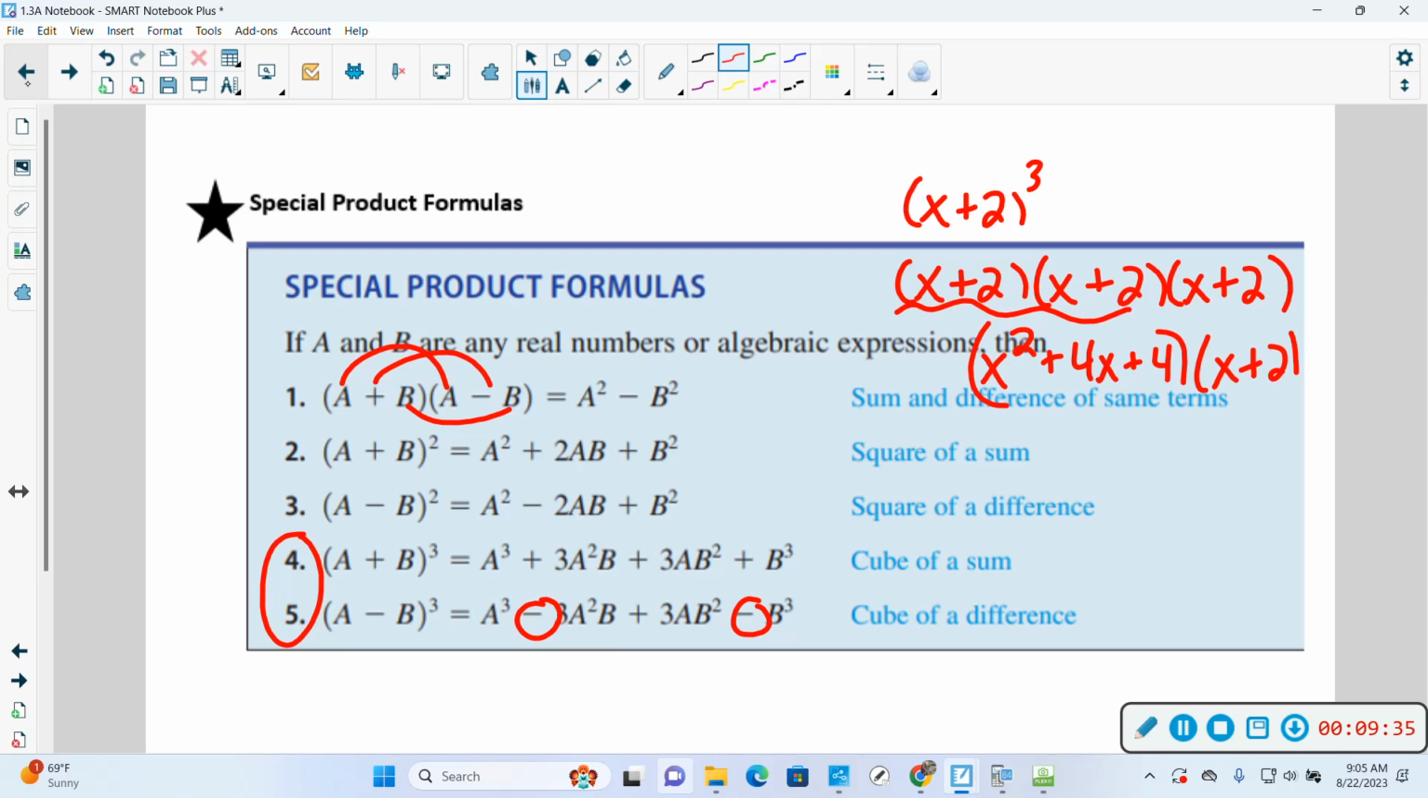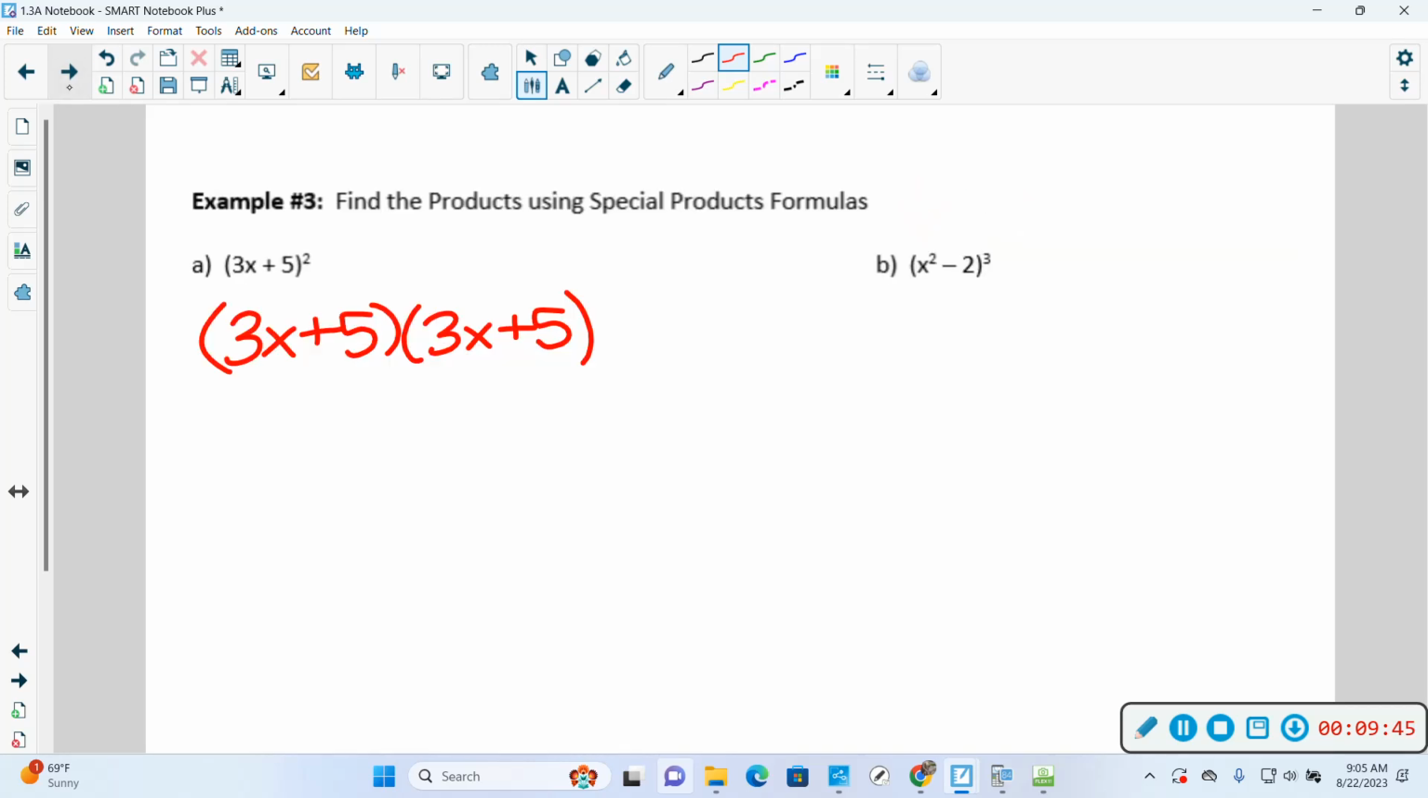We can use our shortcut, which is how I'm going to roll because it's going to be less work for me. So I'm going to square the first term, 2 times the product of the terms, and I'm going to square the last term. So I'm going to go right to the answer. I'm going to square the first term, 2 times the product. Well, if you multiply these together, 3 and 5, 15x, I'm going to double it, and then you square the 5.